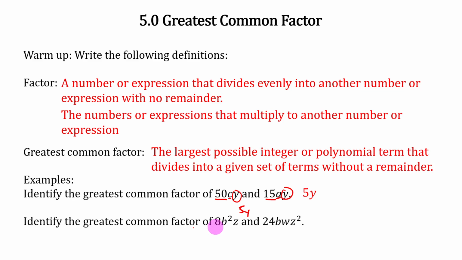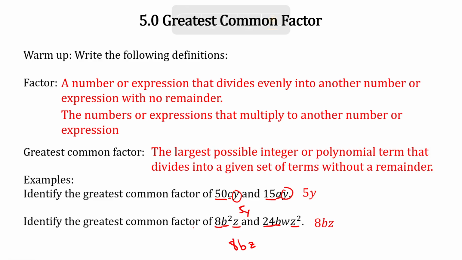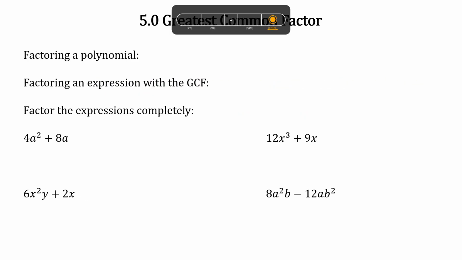Okay, I can take out an 8 out of both of those. Between b squared and b, the most I can take out of both of them is a single b. Z and Z squared, the most I can take out of both of them is Z. So just 8bZ. Now, let's apply this to expressions.